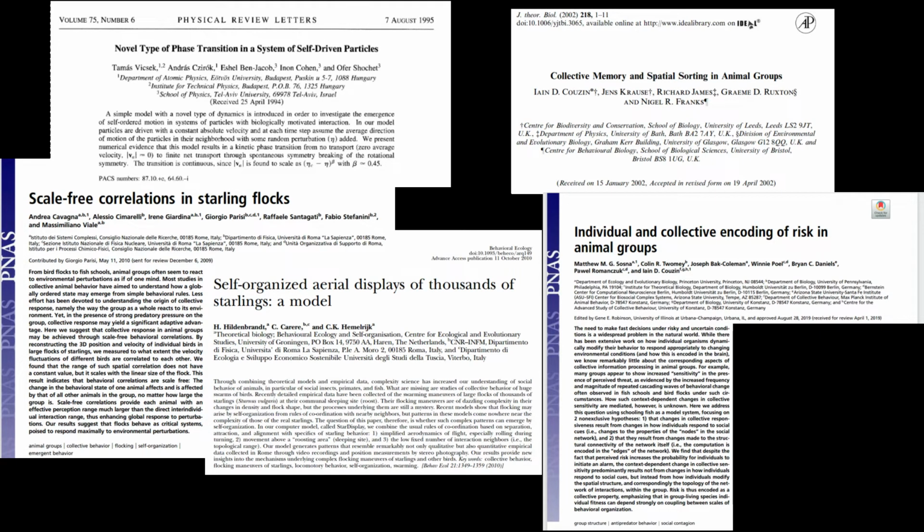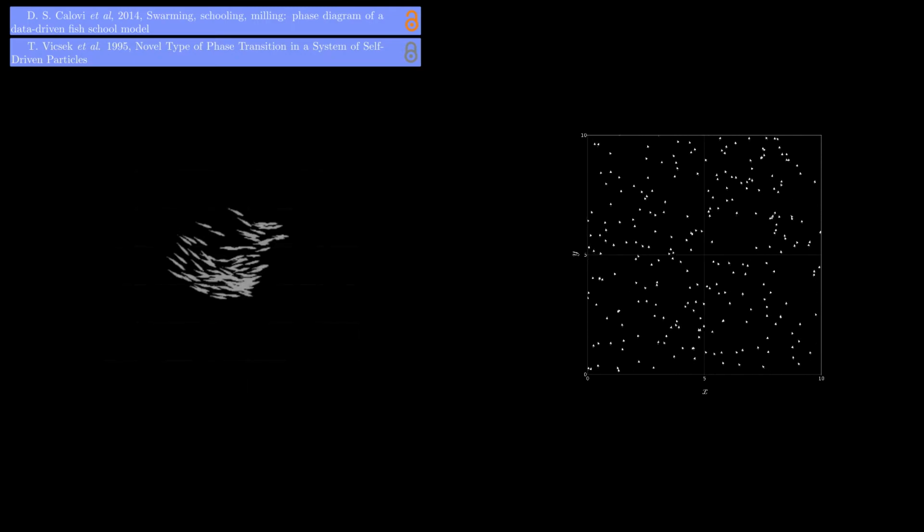The ordered, chaotic, and even pattern-forming motion of active matter has long been studied, particularly at the boundary of biology and physics. Over the years, many theoretical and data-driven models have been proposed, some simple and some complex. These two examples are a data-driven fish school model and the fish shape model, which we will look at in a future video.